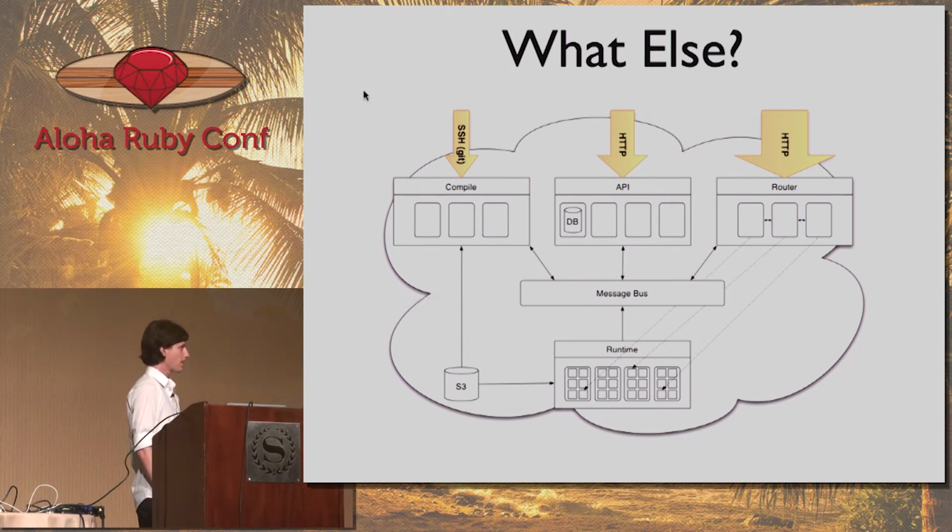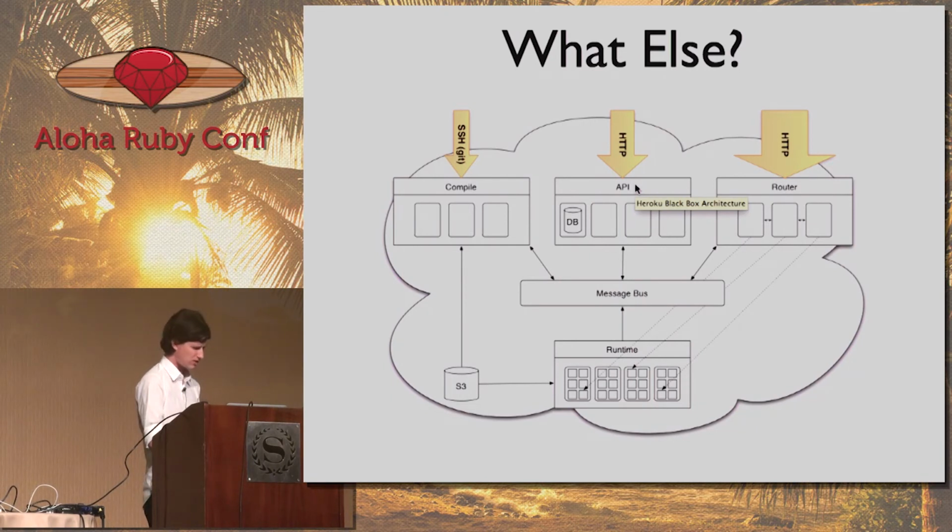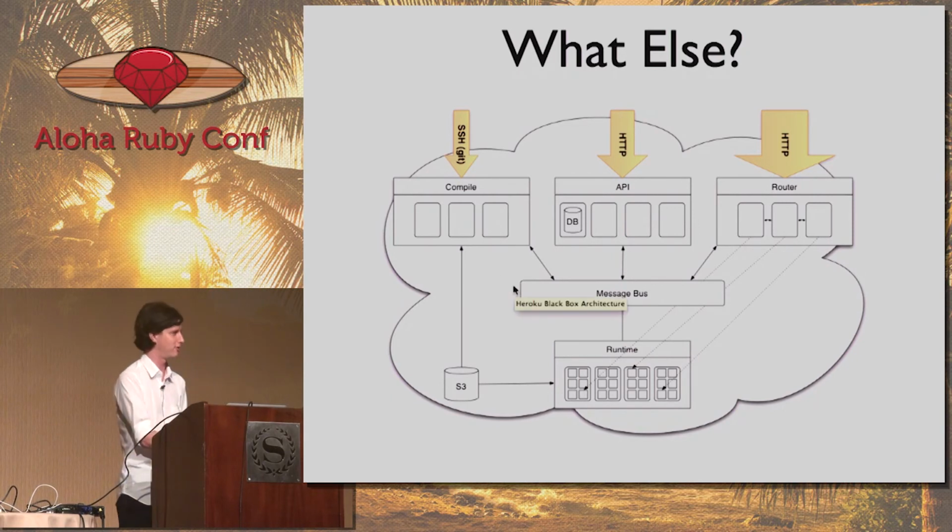So really, pretty much any one of these rectangles that represents a server is up for self-hosting. So the API: if Heroku can run Rails apps pretty well, and the API is a Rails app, maybe we should get that running on the platform. That one's been tricky for a couple of reasons, which I'll get into in a second.